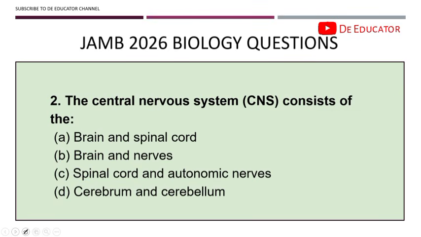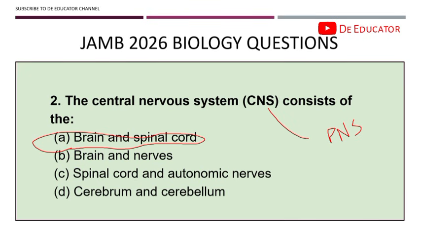Question two: the central nervous system consists of the brain and the spinal cord. This is a very simple question. Remember that the nervous system is divided into two: the CNS and the PNS. The PNS is known as the peripheral nervous system, and it consists of the nerves. The brain and the spinal cord you find in the central nervous system, while the nerves, the cranial nerves and the spinal nerves, make up the peripheral nervous system.